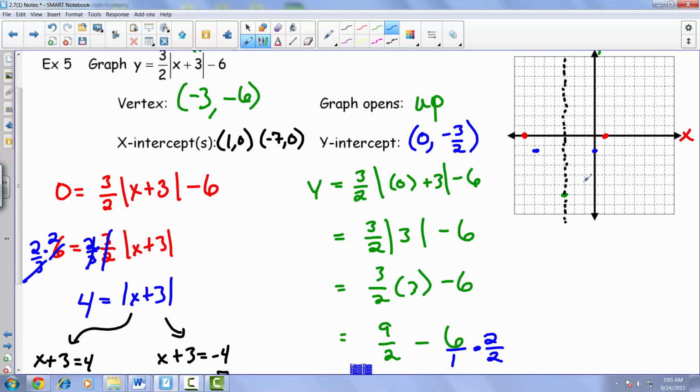And pretty much all you have to do now is connect all the points together. So you should see an absolute value function graph looking something like that. Again, that is example 5 from our 2.7 set of notes.